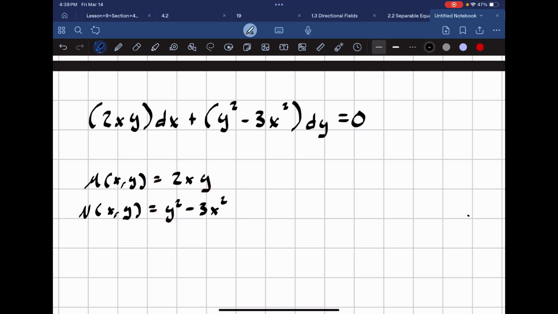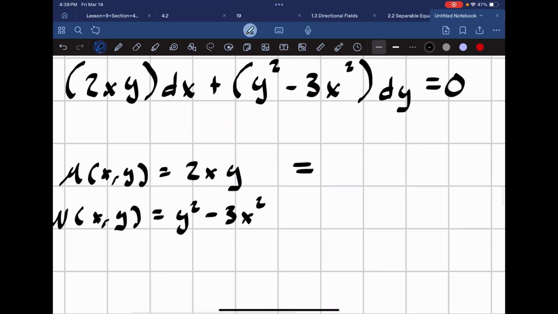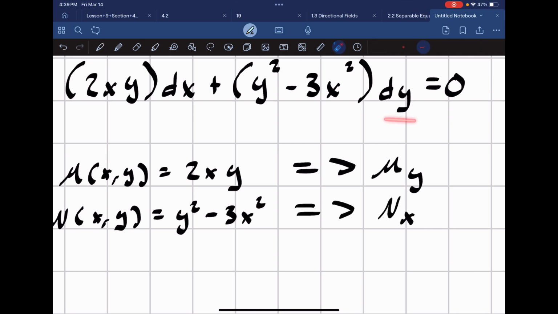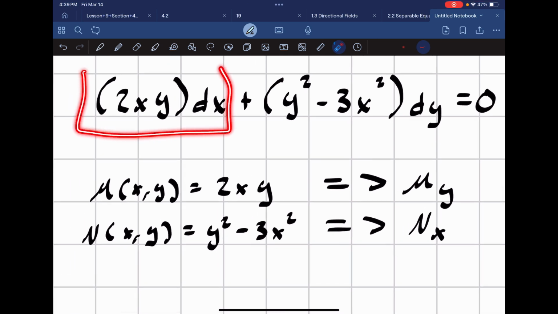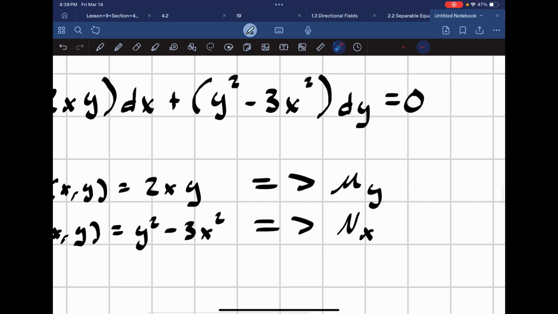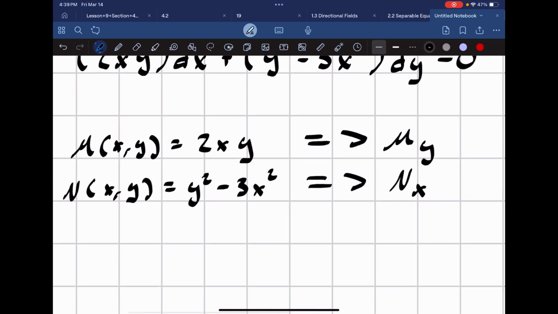But to see if it's exact or not, we would find the partial with respect to the opposite variable. So this function is going to be with respect to y, and this one is going to be with respect to x. Since this M function is from dx, we're going to do the opposite variable, so it's going to be with respect to dy now. And this one is with respect to y, so we're going to find with respect to x now. So let's find the partial derivatives.